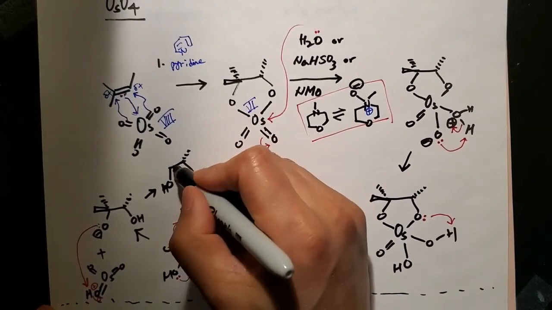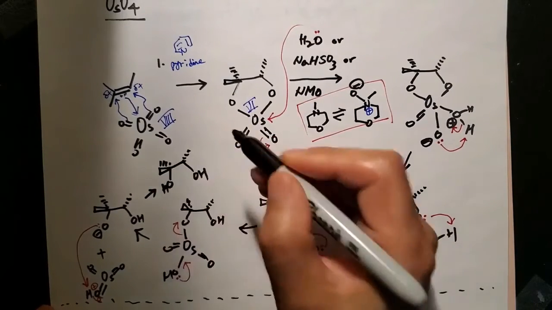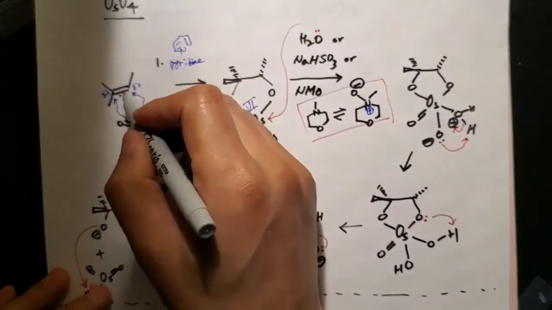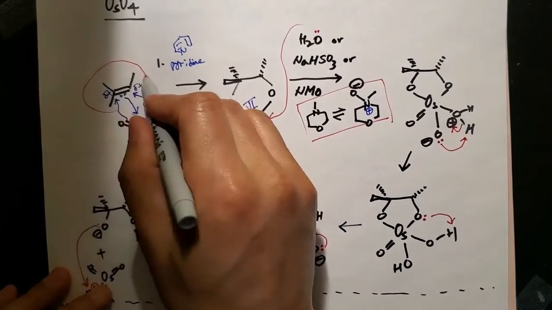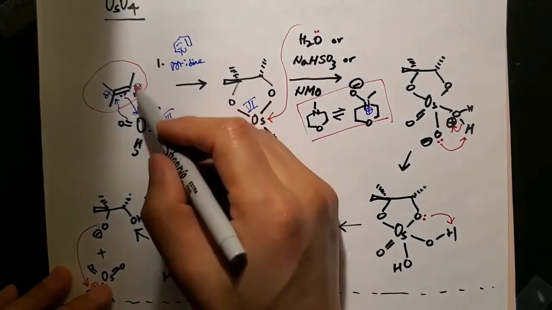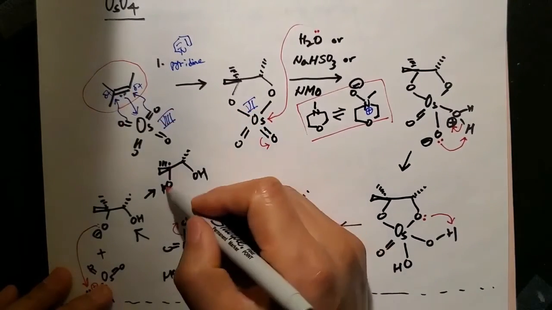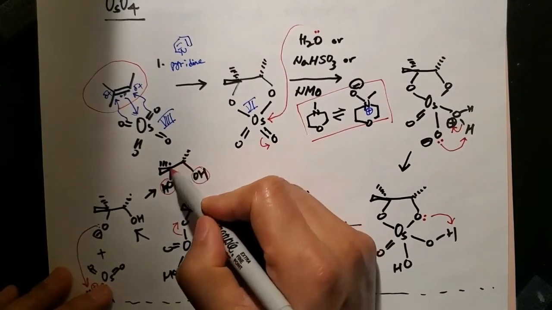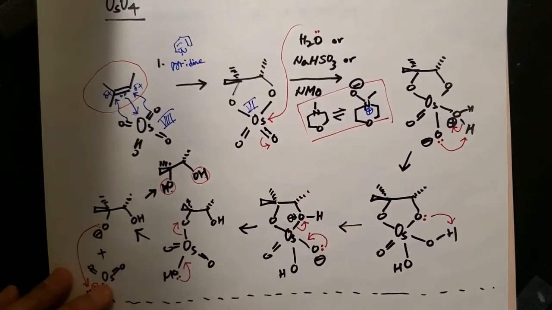So here you had a double bond, and on each carbon of the double bond, you added OH, so it's 1,2 diol.